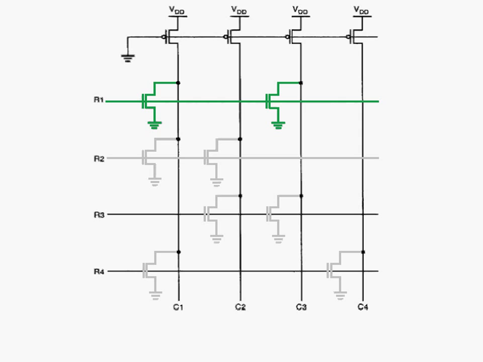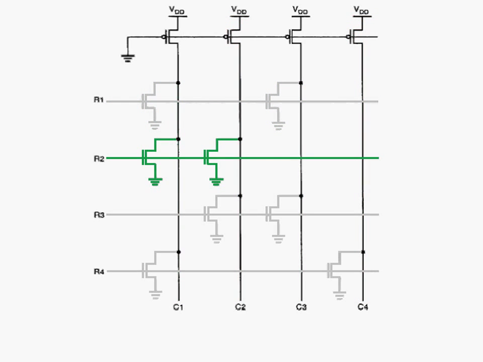When the row 1 input is high, the NMOS transistor corresponding to row 1 in column 1 and 3 will be turned on. Therefore, column 1 and column 3 outputs will be tied to low. Since row 2, 3, and 4 inputs are low, the NMOS transistor in column 2 and 4, corresponding to row 2, 3, and 4, will be turned off. Therefore, column 2 and column 4 outputs will be tied to VDD.